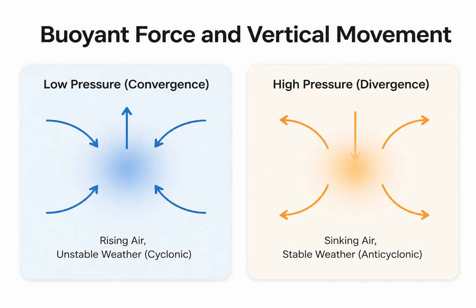Next is the buoyant force, which dictates whether air sinks or rises. In a low-pressure cell, the surrounding higher-pressure air pushes inward, converging and forcing the air in the center to rise. This rising air leads to unstable cyclonic weather. Conversely, in a high-pressure cell, the air is denser than its surroundings, so it sinks or subsides. As it hits the surface, it diverges outward, leading to clear, stable, anticyclonic conditions.